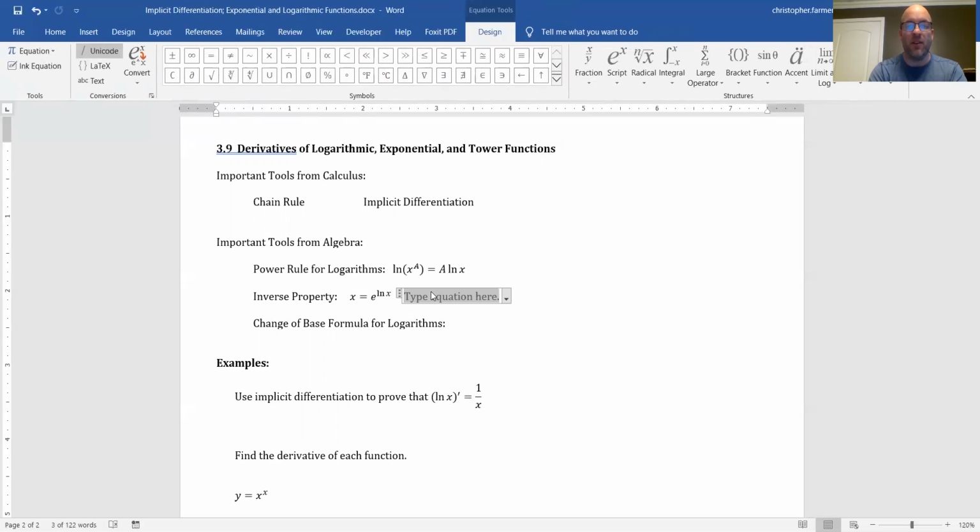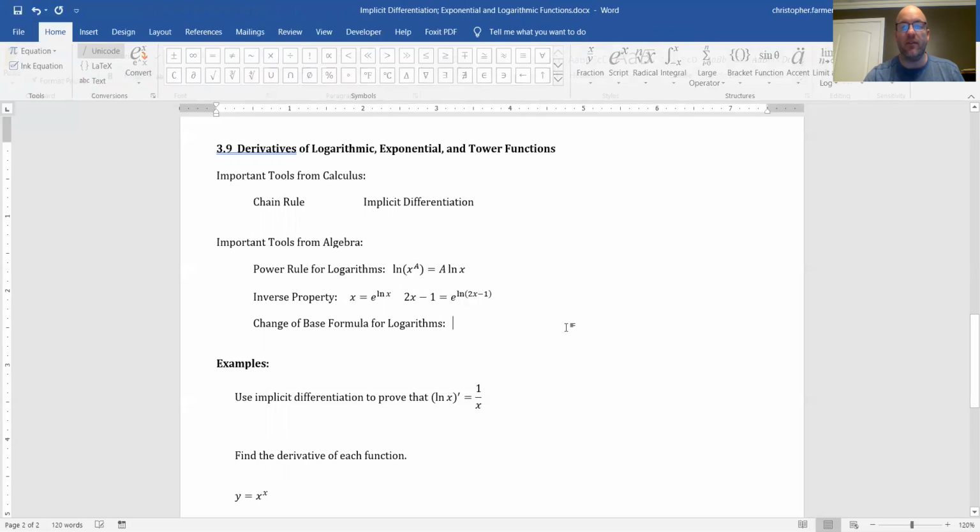Not that this would come up too terribly often, but you can have something like 2x minus 1. And if for whatever reason you wanted to write that in terms of e, you'd have to raise it to the natural log of the 2x minus 1. So those are, again, identical expressions because e and natural logs cancel themselves out.